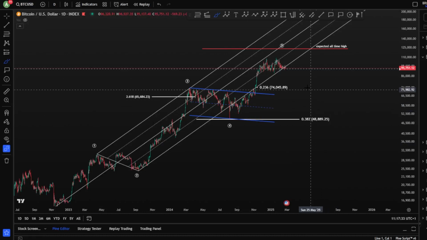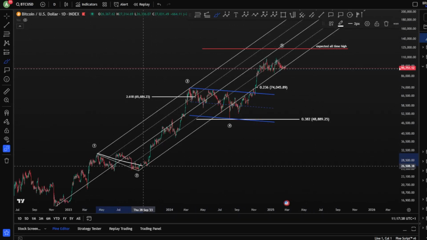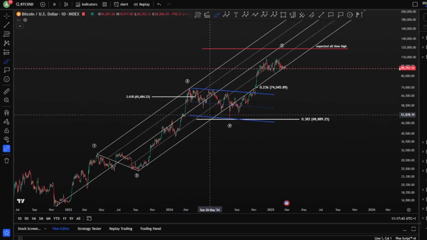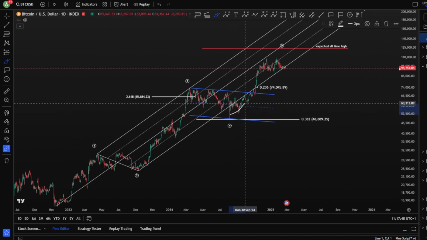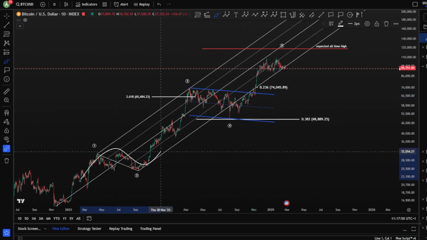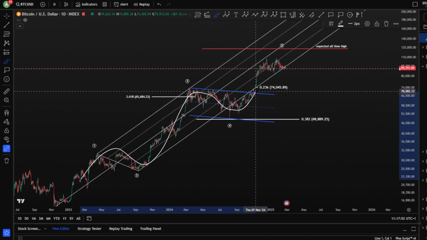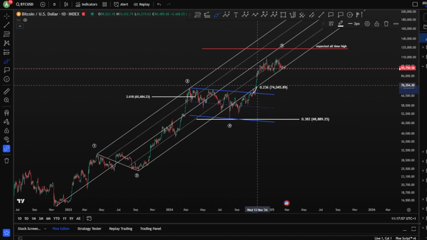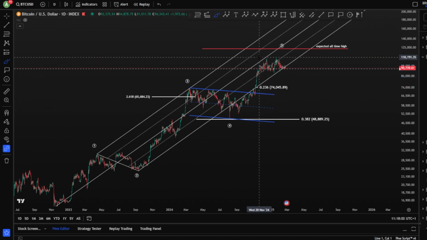As we can see on the channeling here for this cycle, this channel is taken from the wave 2 and based on the wave 3 as an acceleration channel, meaning the acceleration channel is the channel where you would like to see the wave 5 of your impulse after 1, 2, 3, 4, and a 5. You would like to see this wave 5 leaving the corrective channel here, the blue channel, and breaking this acceleration channel to move inside it, almost hitting the midline of this acceleration channel as a signal of a wave 5 that has topped.